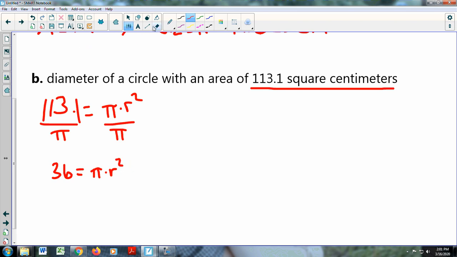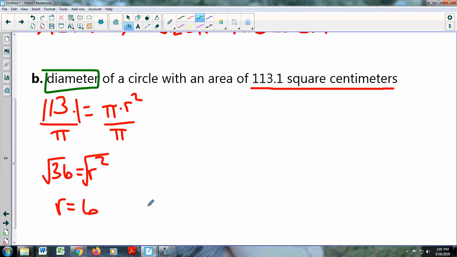Oh, and I even messed that up. It shouldn't be times pi. That's just my radius squared now. Take the square root. My radius is just 6. But now that's not what they asked for. They asked for the diameter. So my diameter is just 2 times my radius. So my diameter is 12 centimeters.